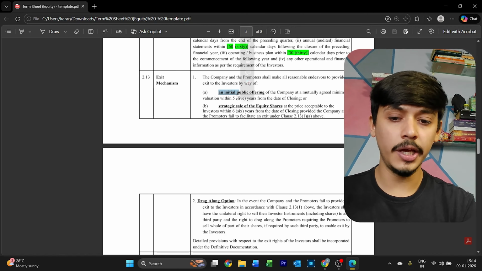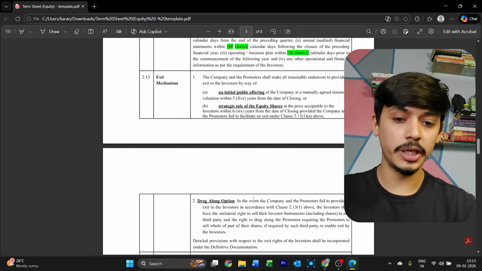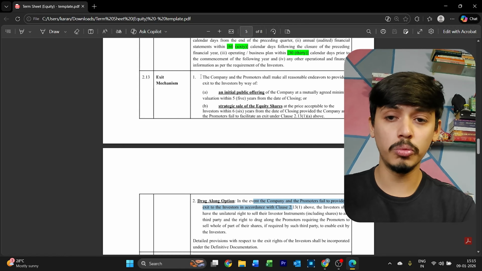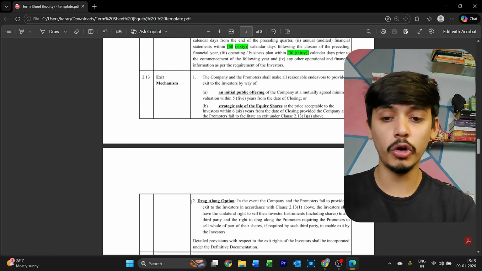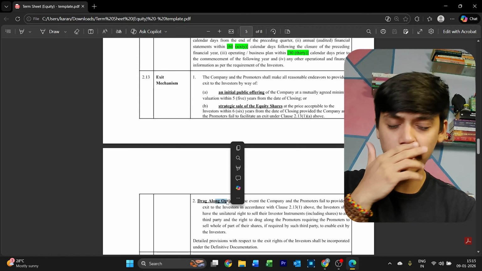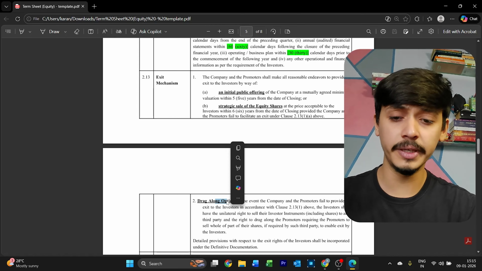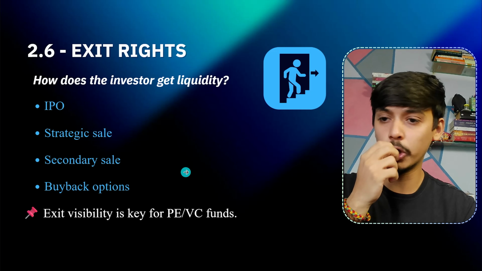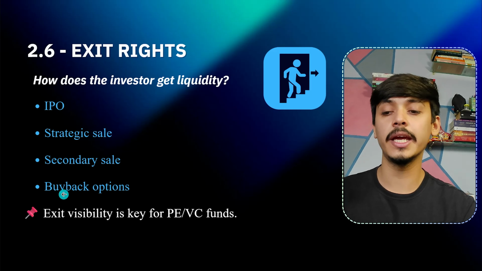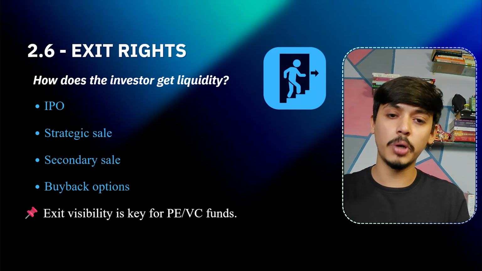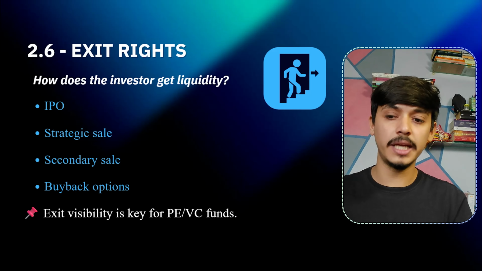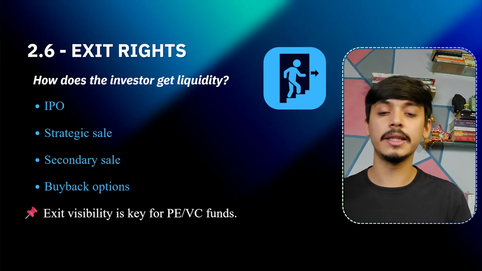So this could be A or B, and then there is the drag along option. In the event the company and promoters fail to provide exit to investors in accordance with clause 2.13.1, they have to follow 2.13.2, where it mentions drag along options. We are going to cover drag along separately along with tag along. So from the exit options, we got to understand about IPO and strategic sale. The term sheet might also mention that in case the IPO does not take place, then the promoters are going to buy back the shares from the investors at an agreeable price, depending upon the circumstances that the company is in.